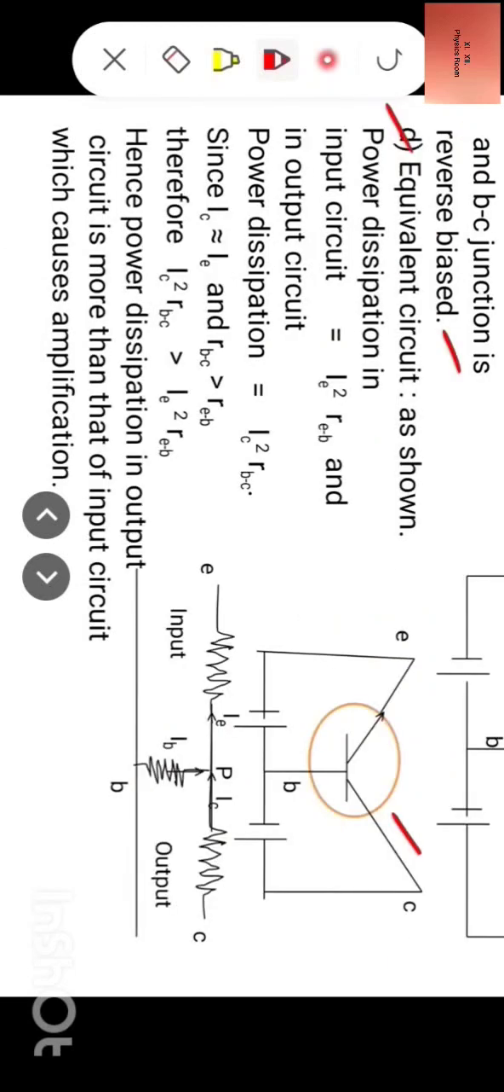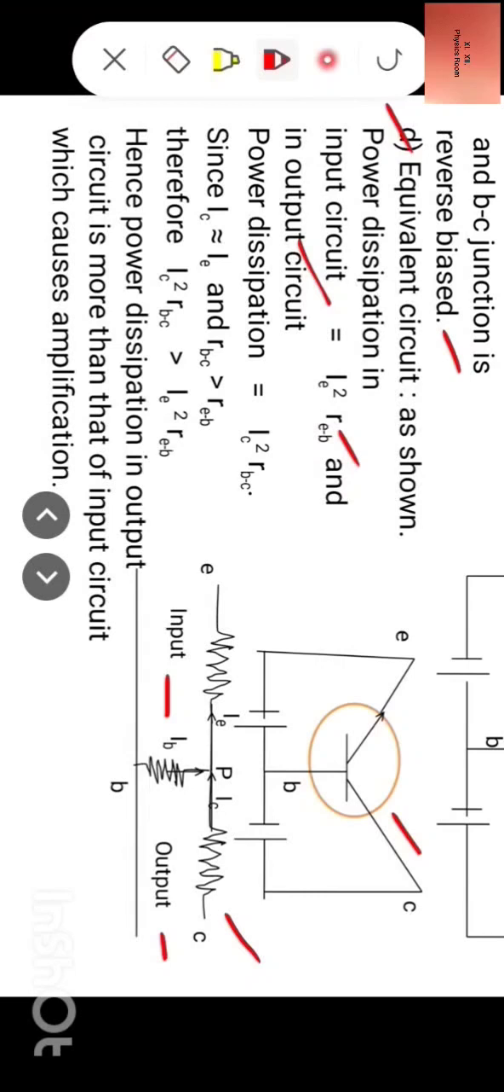Now D, equivalent circuit. Equivalent circuit is as shown. This is input side, this is output side. Now power dissipation in input circuit is IE square into REB. Now what is the formula for power? Power is I square R. So here I is IE in the input side and resistance is REB, junction resistance REB.